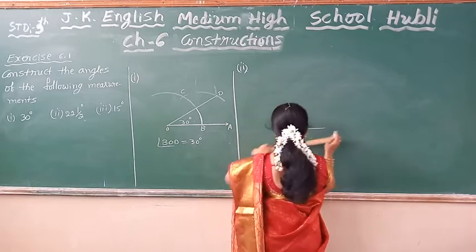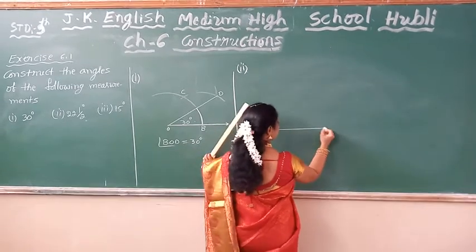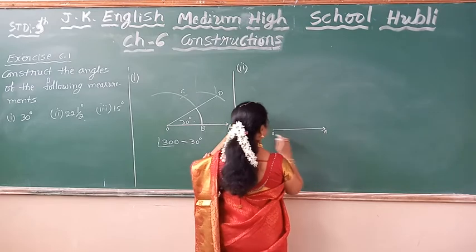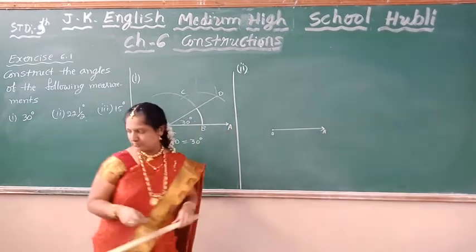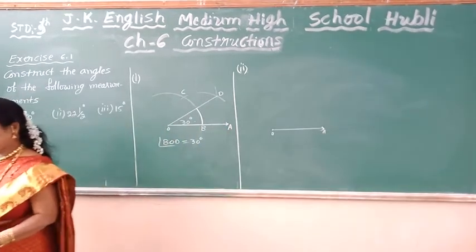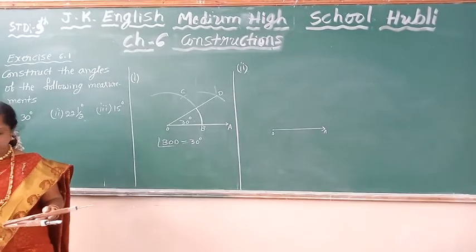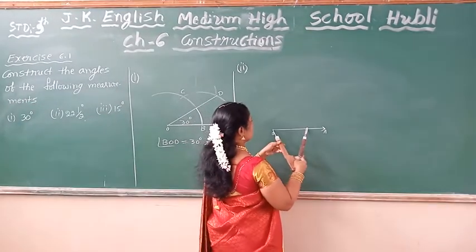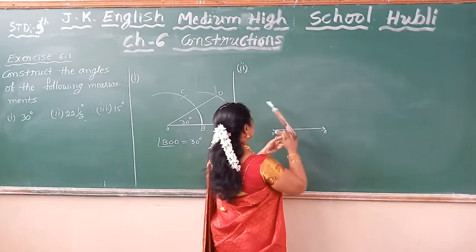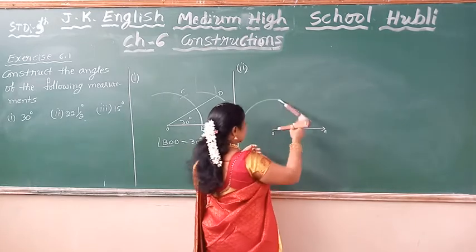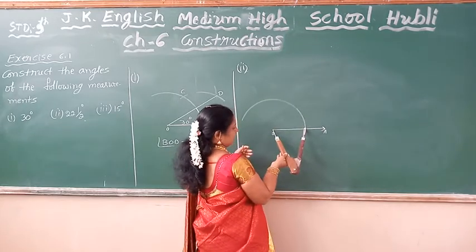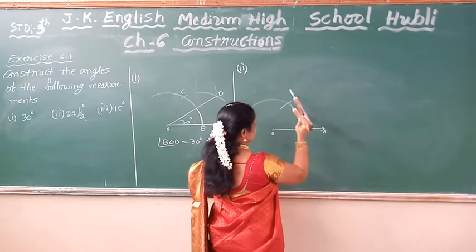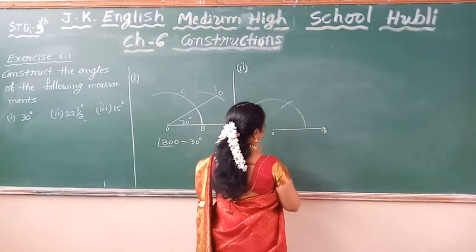So this is a given ray. At the starting point, I am going to construct 90 degree first. Before constructing 45 degree, I have to construct 90 degree. By taking approximately some radius, taking O as center, I will draw one semicircular arc. If I cut once, then it is 60 degree, children. From here to here it is 60 degree.